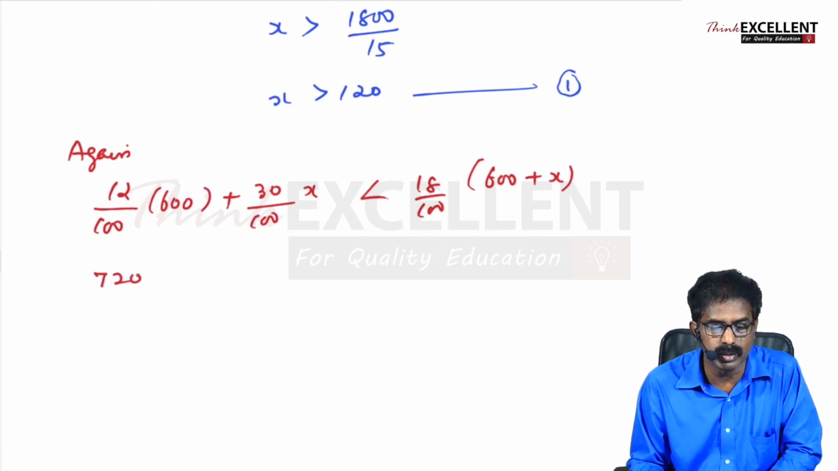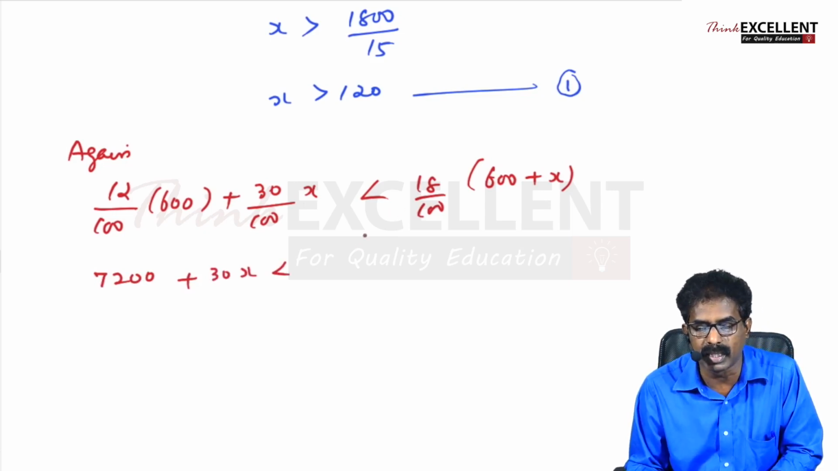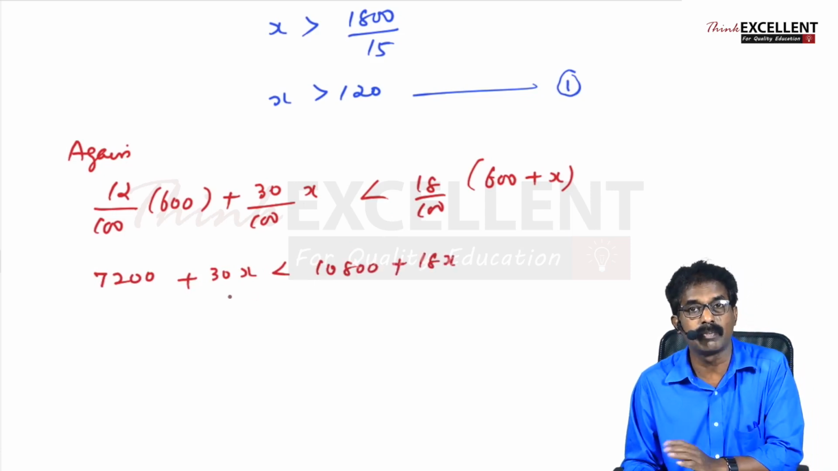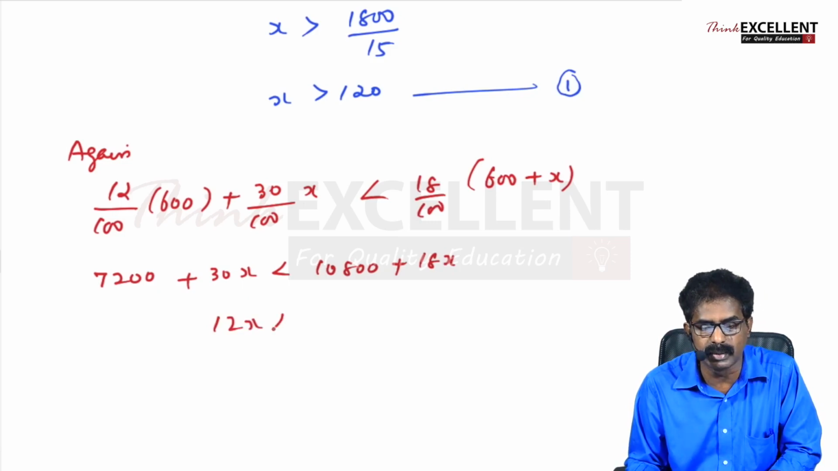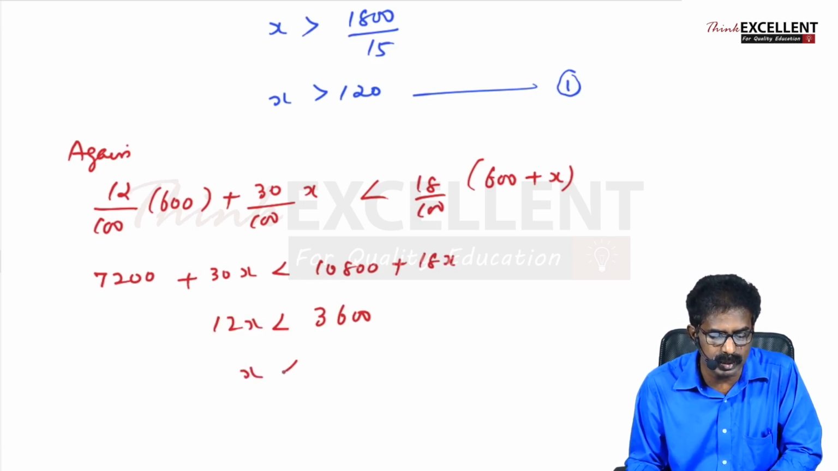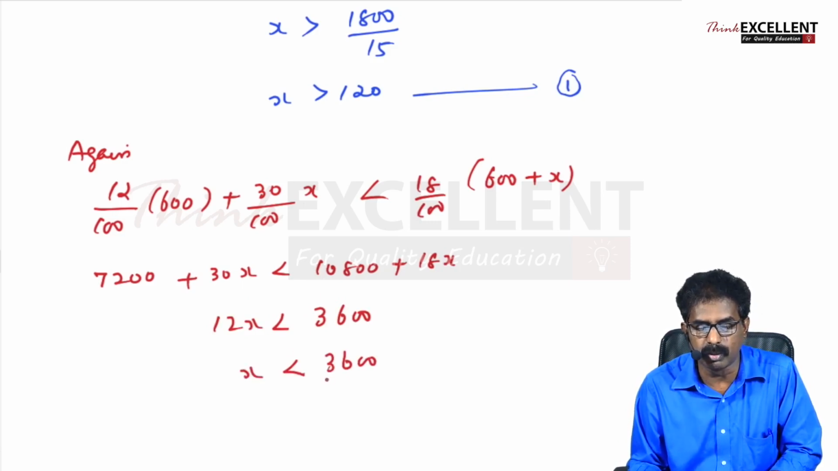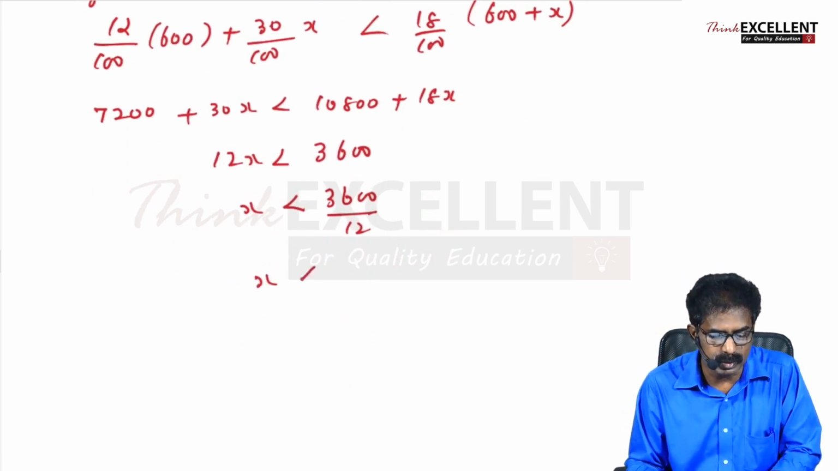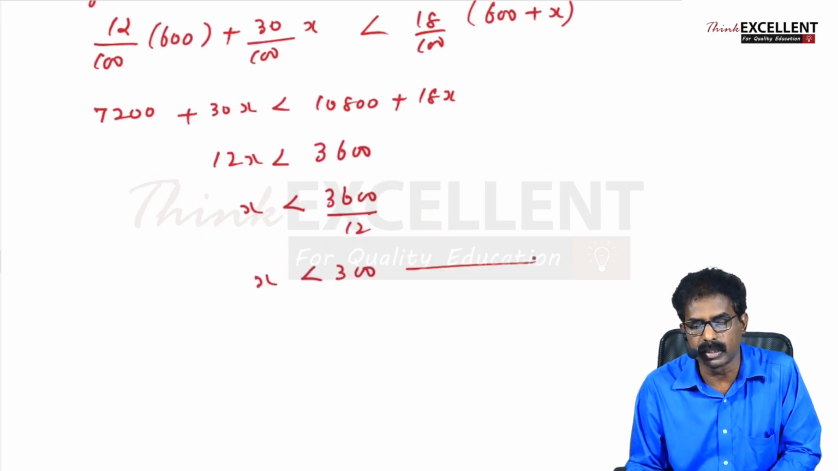So 7200 plus 30x less than 18 into 6, 108, 00, plus 18x. Group all the x terms. 30x minus 18x, it is 12x less than 10800 minus 7200, 3600. So x is less than 3600 by 12. 12 table cancel, 300, right? X is less than 300. So take it as 2.